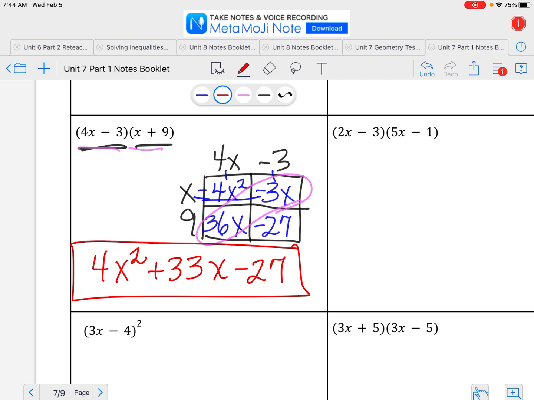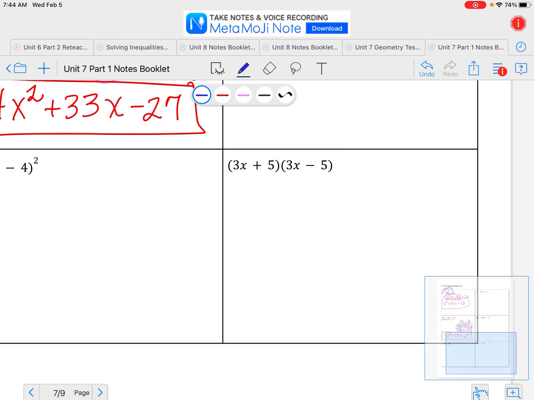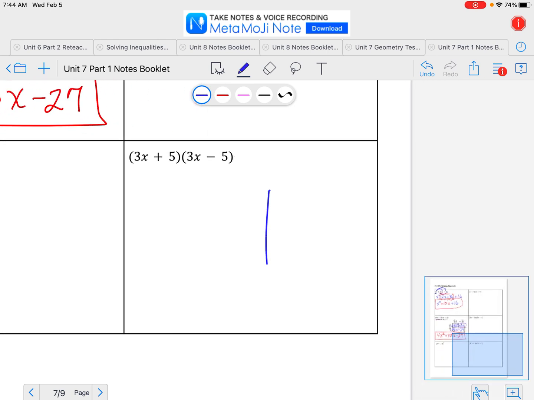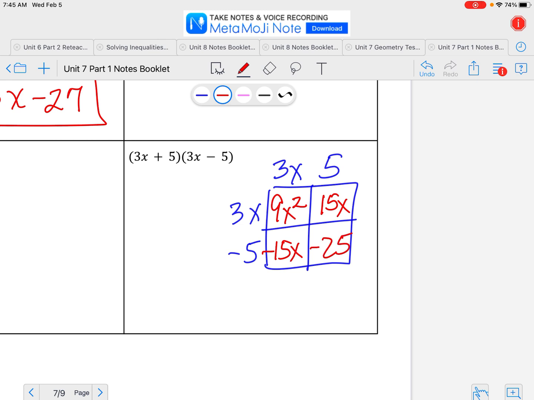Why did I say almost always? Well, let's look at an example of when it's not. Let's look at this last example. If you put your binomials on top and on side of the box, and you multiply, you get 9x squared, 15x, negative 15x, and negative 25.